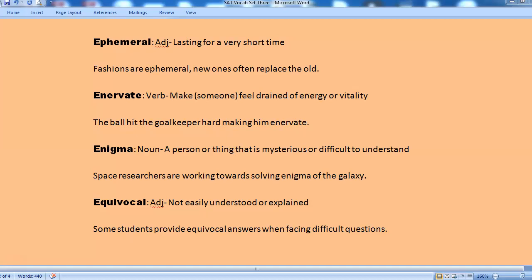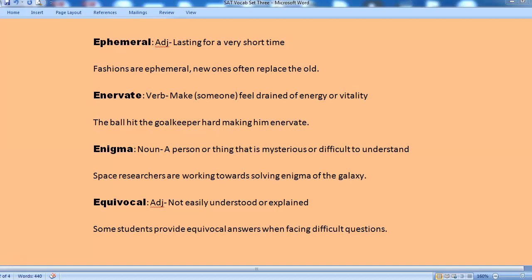Enigma. Enigma is a noun, a person or thing that is mysterious or difficult to understand. Space researchers are working towards solving the enigma of the galaxy. We all have a lot of information about the galaxy through these scientific reports and researches, but is it something that we completely know? No, not yet.